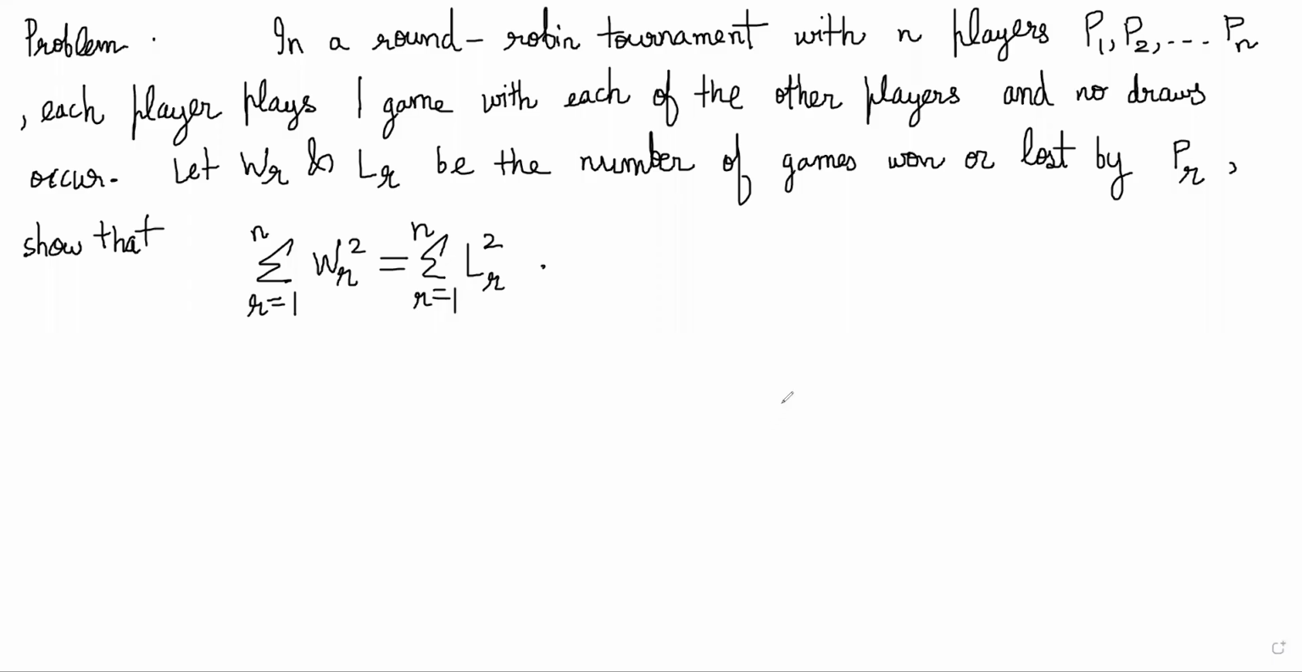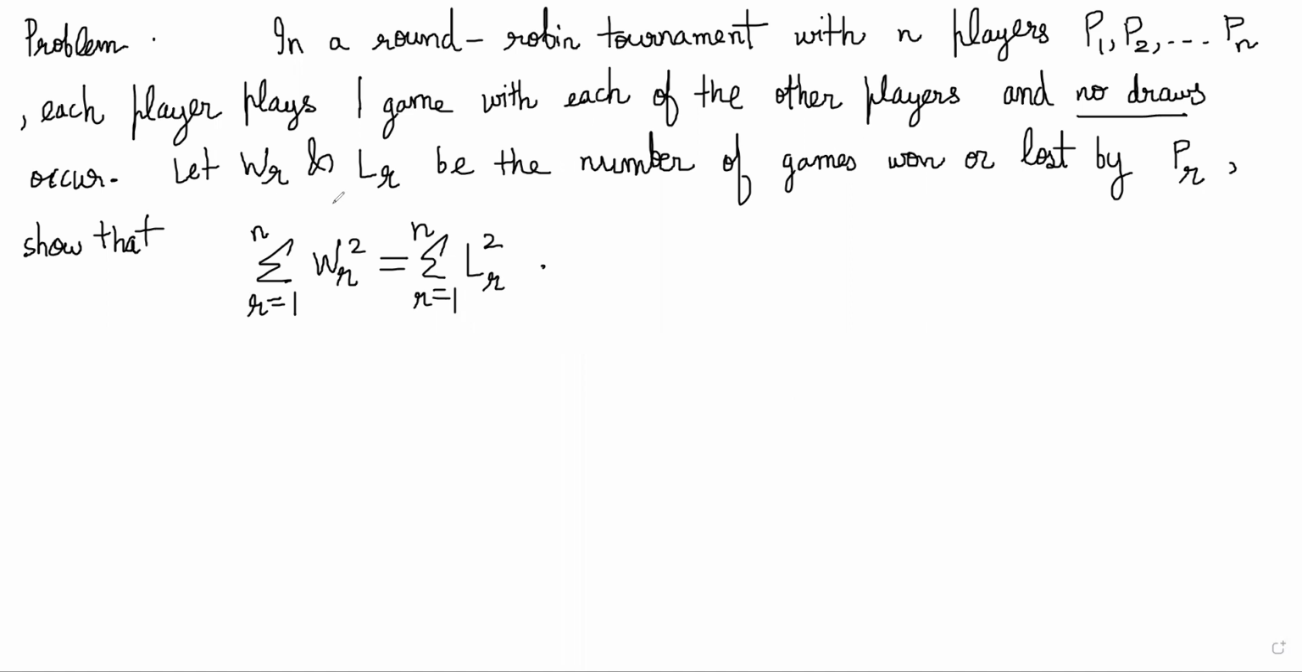Hi. In this problem, we are going to look at a tournament question. We have a round robin tournament with n players, P1 to Pn, and each player plays one game with each of the other players. So basically, one person will play n minus one games with all the remaining n minus one players. And there are no draws in this tournament.